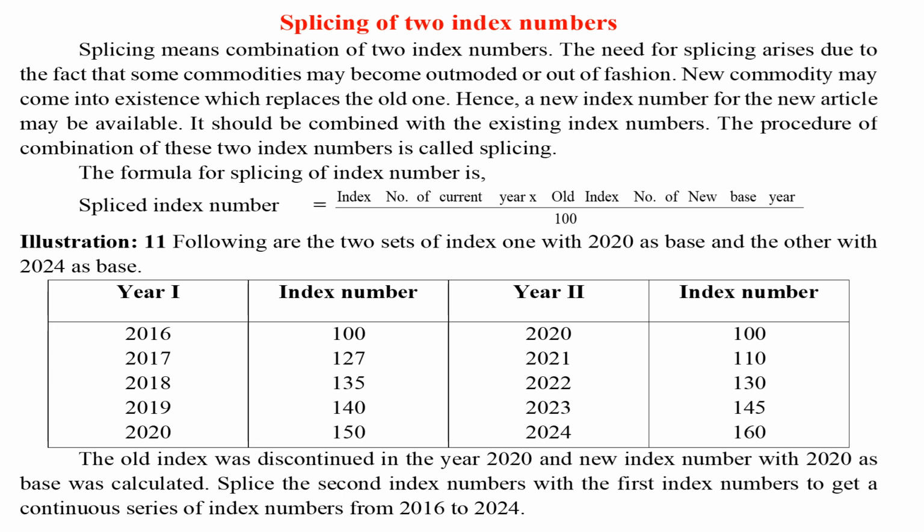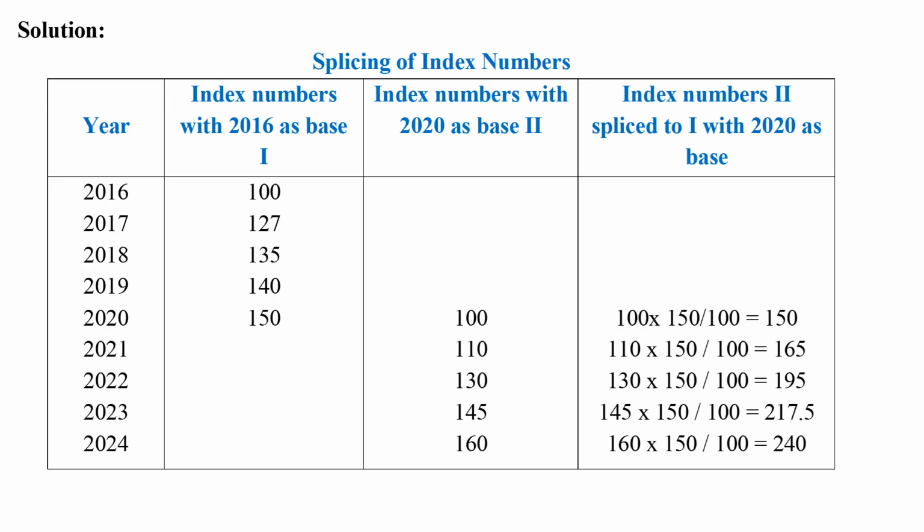Splice the second index numbers with the first index numbers to get a continuous series of index numbers from 2016 to 2024. In the illustration, index number based on 2016 and index number based on 2020 are given. Hence index number for these 2 years are 100. 4 columns table should be prepared. In first 3 columns the data as given in illustration should be recorded. Fourth column is for calculation for conversion index number.